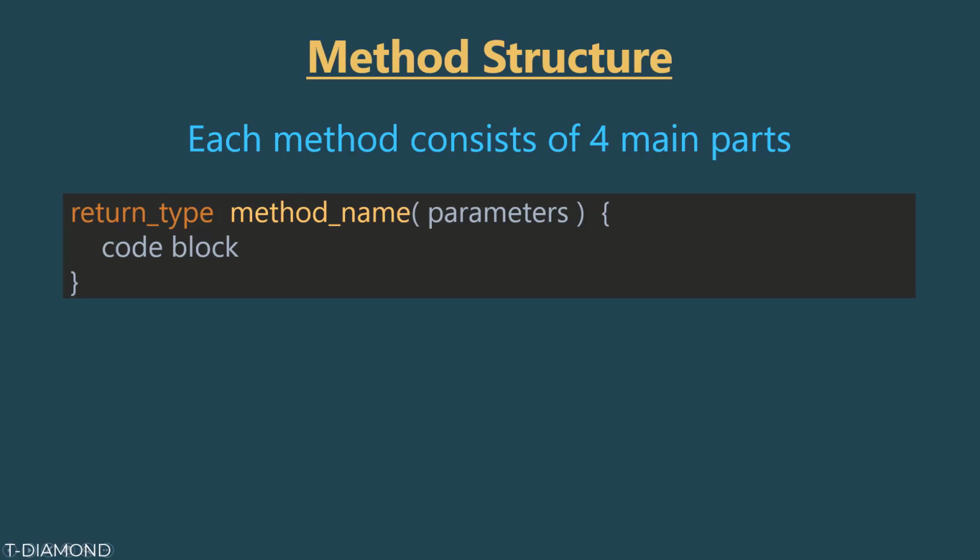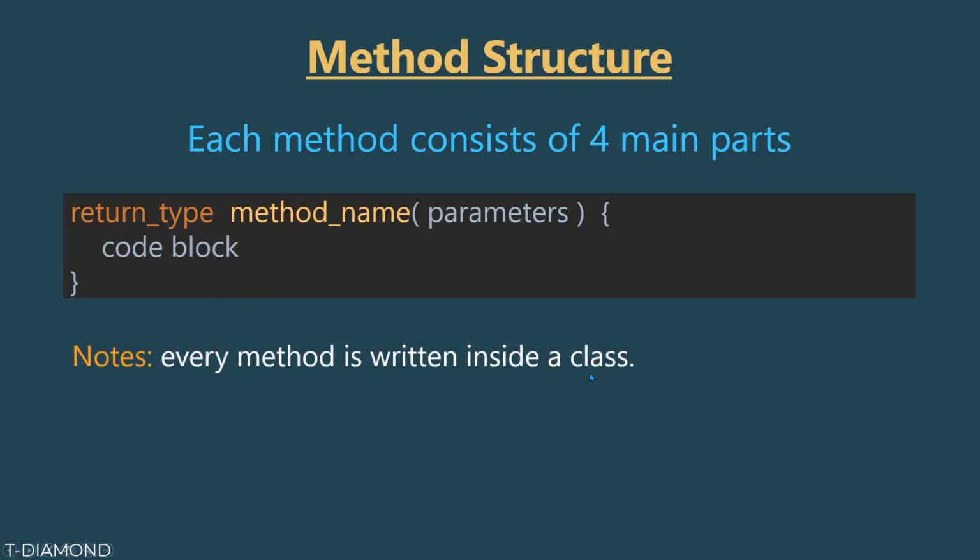Okay, so this is it. And the code block in this case is called the body of the method. And it is put inside braces as you can see, alright? So now let's have a look at this note. Every method is written inside a class. Okay, so we cannot create a method without creating a class. And of course, this is inside Java. So you can think of a class as a container of methods.